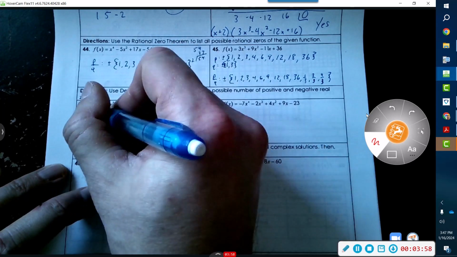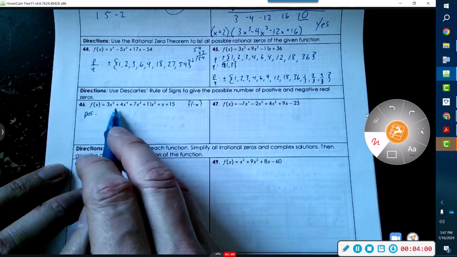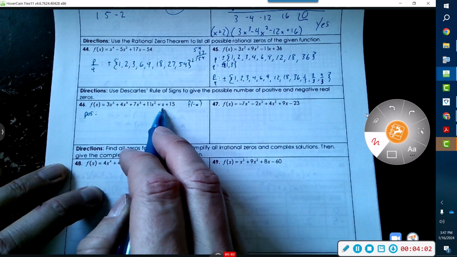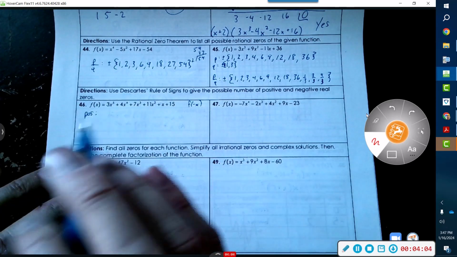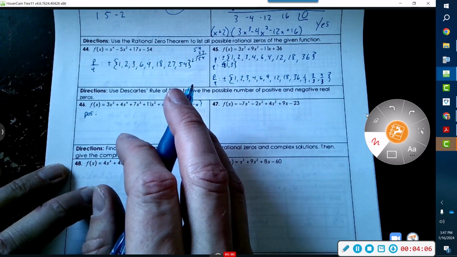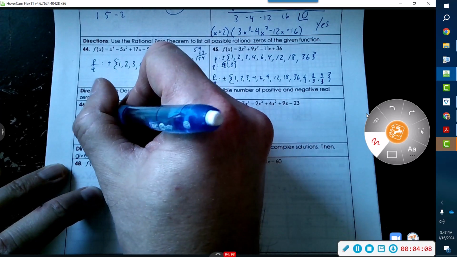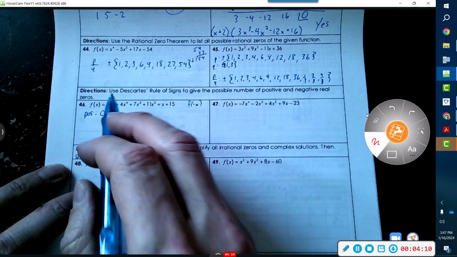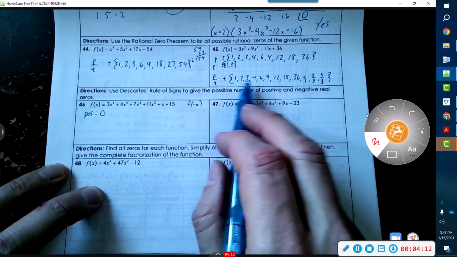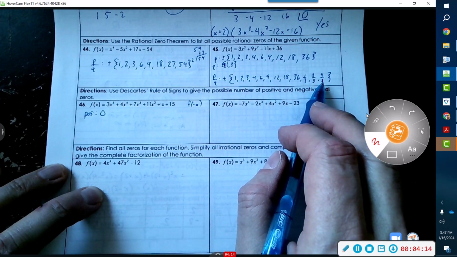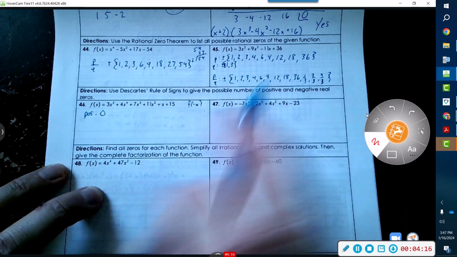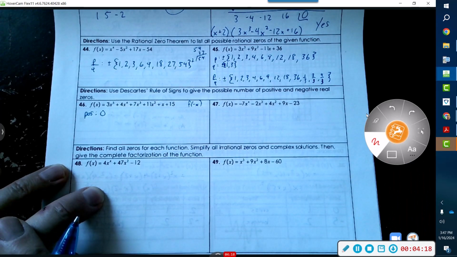The positive ones are very easy. You're looking for sign changes. And we do not see any sign changes. So, as far as zeros go, there are no positive zeros. So, if we had this long list, none of them should be positive that we test in synthetic division. All of them should be negative. Okay? Everything will be negative.